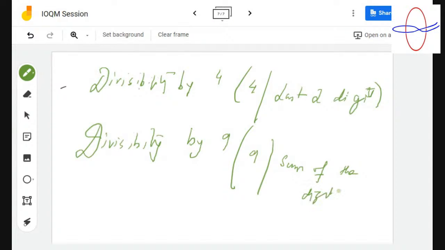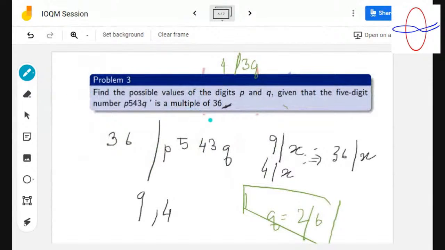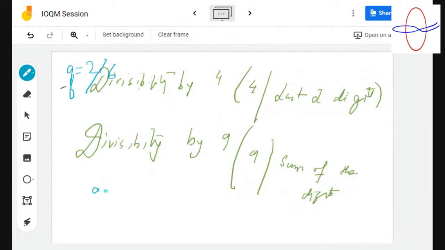So think about it. We got from here that q can be equal to 2 or 6, right? Let's see what else can be here. So let's do the sum. The sum is p plus q plus 9 plus 3, that is p plus q plus 12. Therefore, 9 divides p plus q plus 12. Very good.